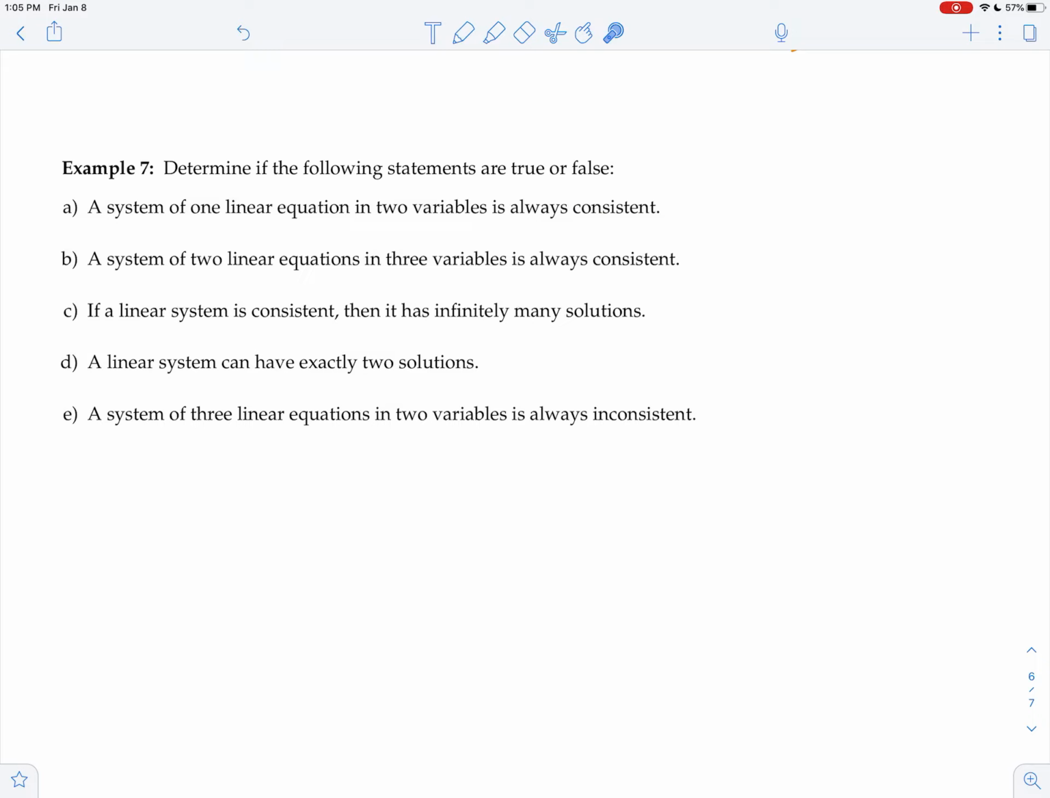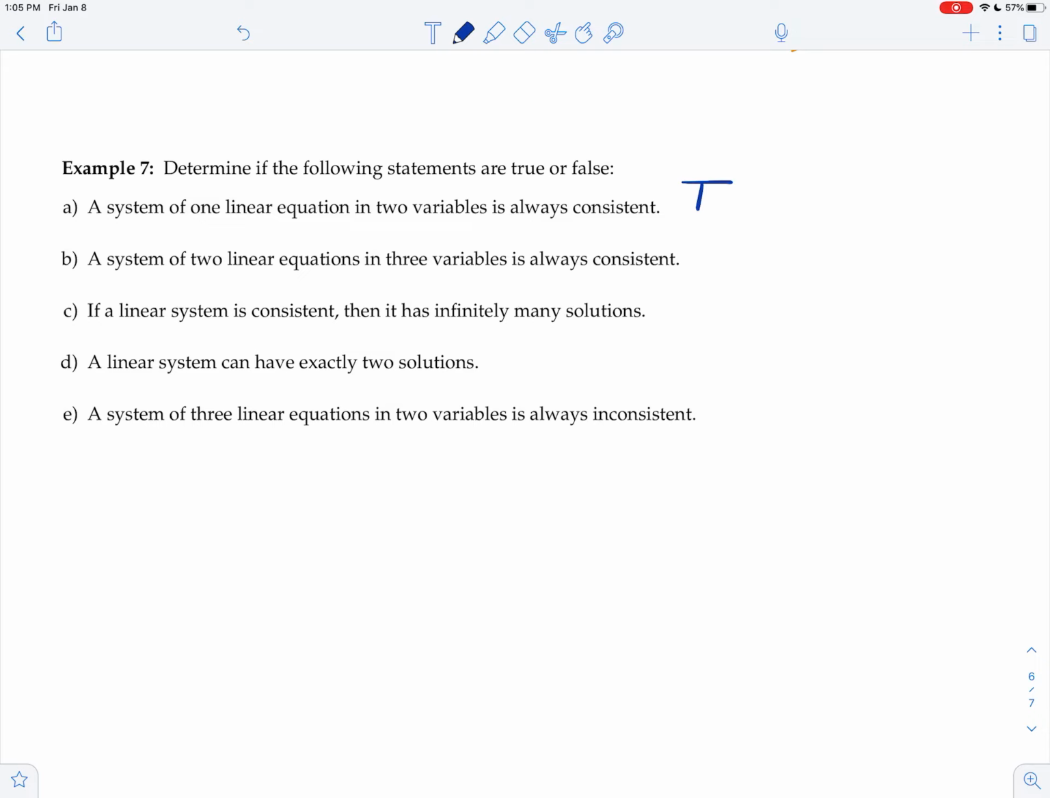Well, if you have one equation in 2 variables, that's always going to give me a line, right? And that's it. There's only one line, and so solution sets to my system are points on the line. Well, of course there's always going to be points on the line. So this is true. Kind of a trick question. It seems kind of tricky, but if you think about it, it should make sense.